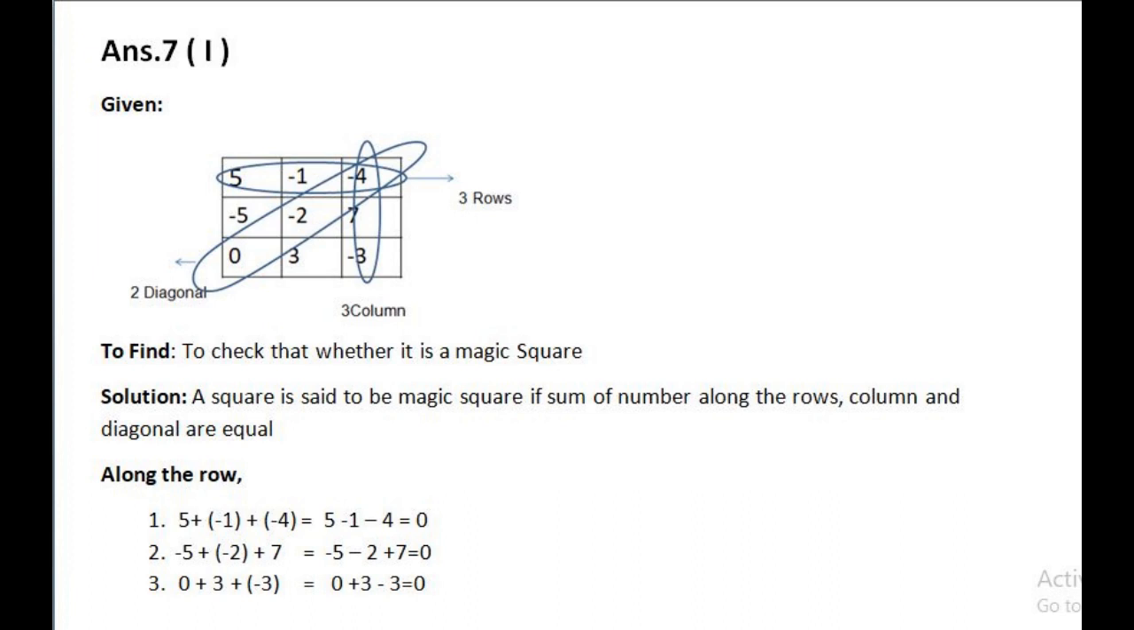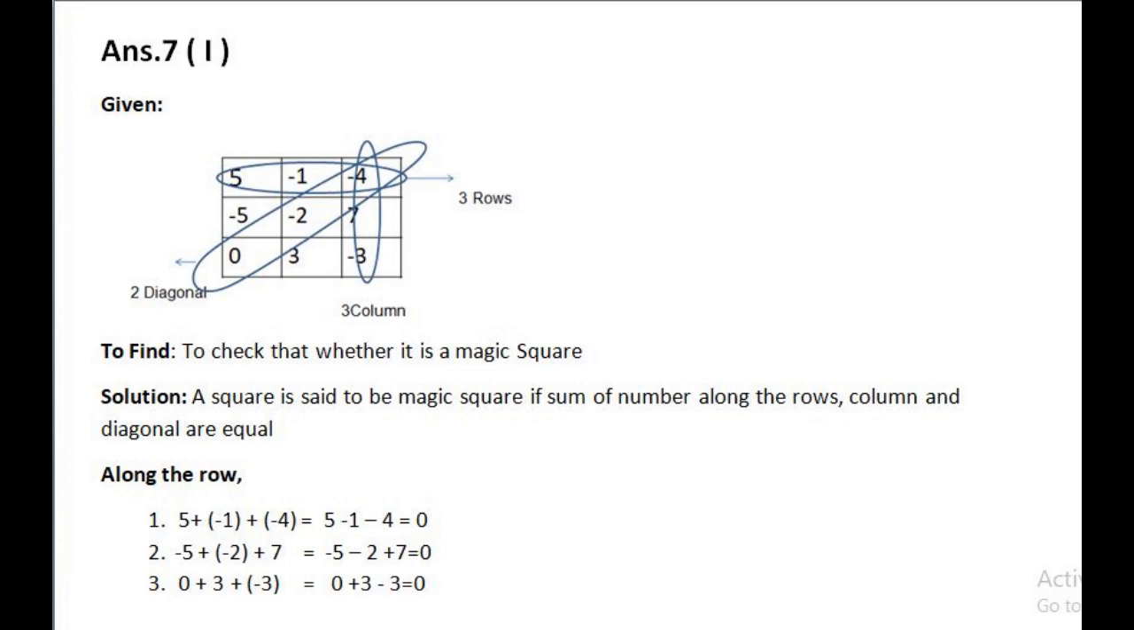You can see the first row is 5 minus 1 minus 4. So 5 minus 1 minus 4 is equal to 0. In the second, minus 5 minus 2 plus 7. Minus 5 minus 2 is equal to minus 7. Minus 7 plus 7 is equal to 0. Now the third, 0 plus 3 plus minus 3. So ultimately your answer will be 0. You can see along the rows all the answers are 0.